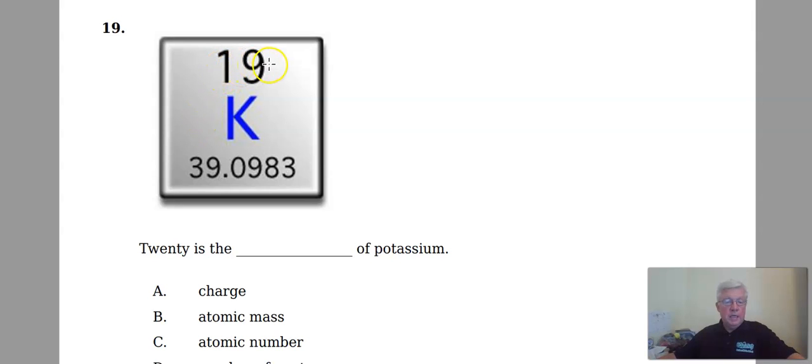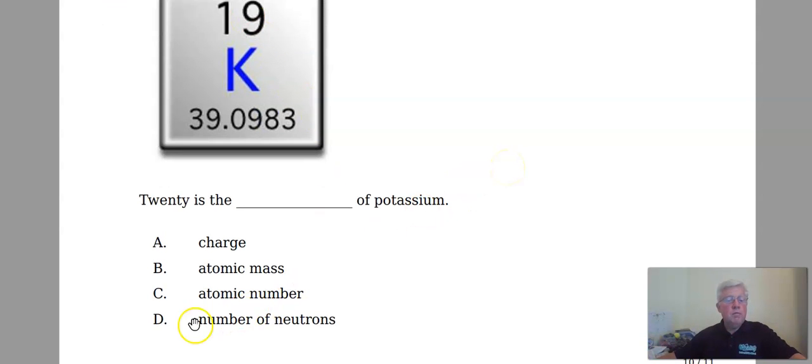It has an atomic number of 19. That means that it has 19 protons. It has 19 electrons. And it's got an atomic mass of 39.0983, which is much closer to 39 than it is to 40. So we're going to say that it has an atomic mass number of 39. So the question is, 20 is the blank of potassium. Well, it's not the number of electrons. It's not the atomic mass. Oh, it's not the atomic mass number, but 39 minus 19, math in my head, is 20. 20 is the number of neutrons in an atom of potassium. Sweet. Now that took a little bit of work.